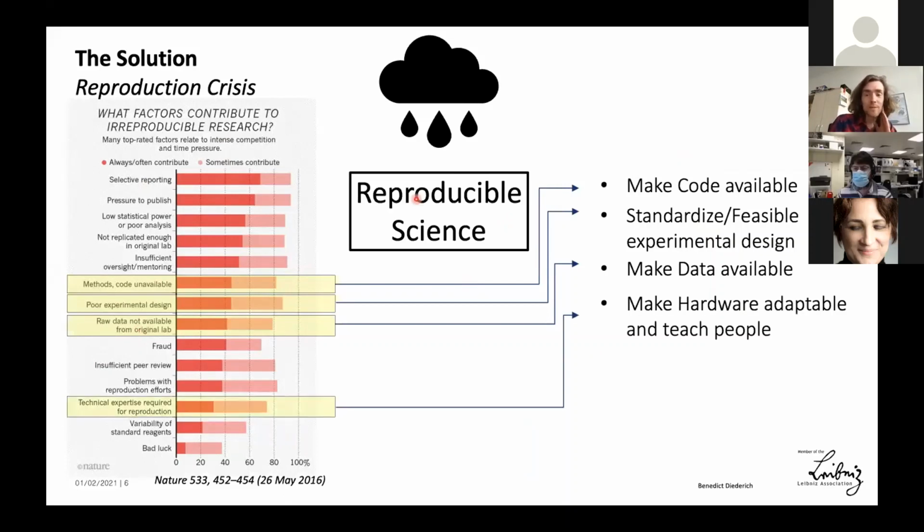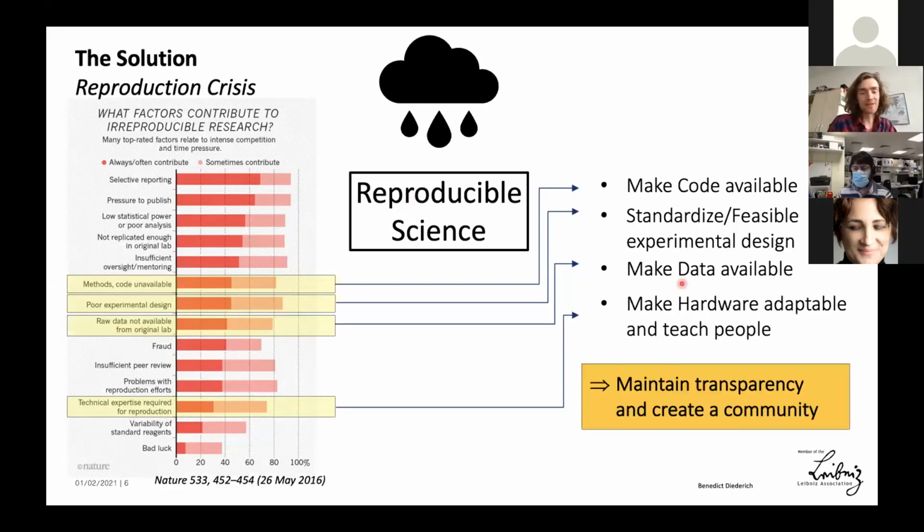And then, yeah, if it's too difficult to replicate in terms of technical expertise, well, make it simple, of course. So, you know, all in all, well, maintain transparency and create a community around it. That's some findings, I think.